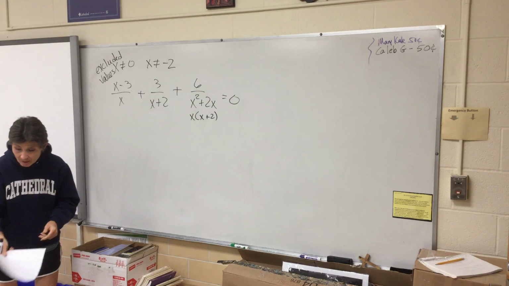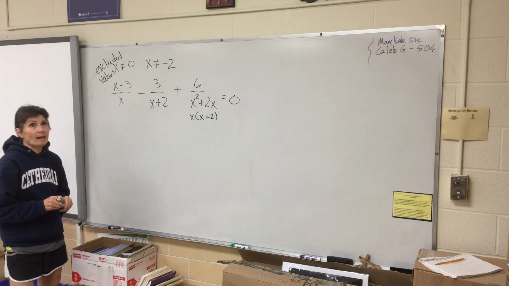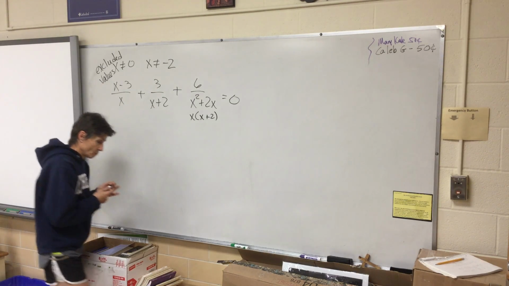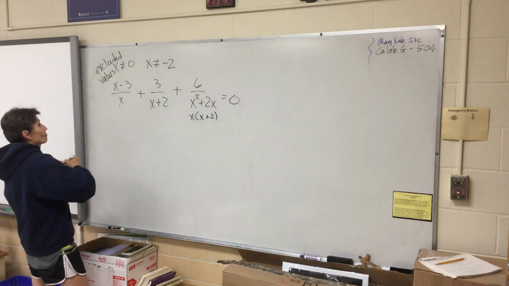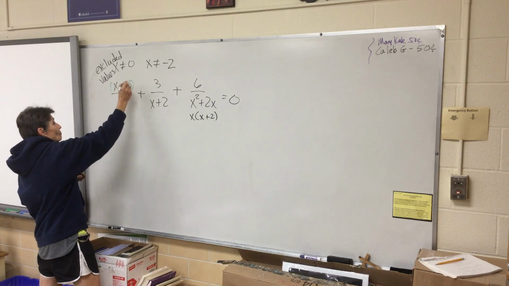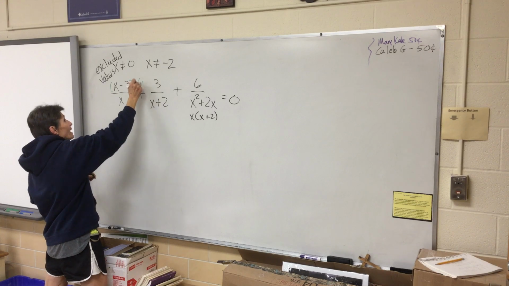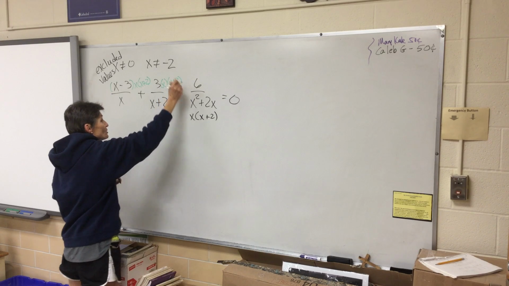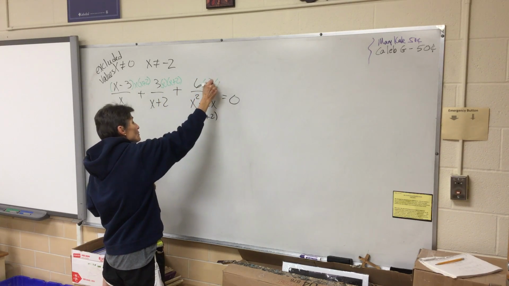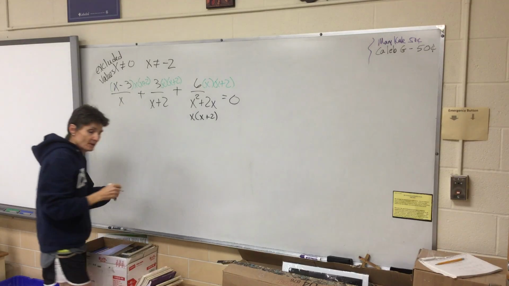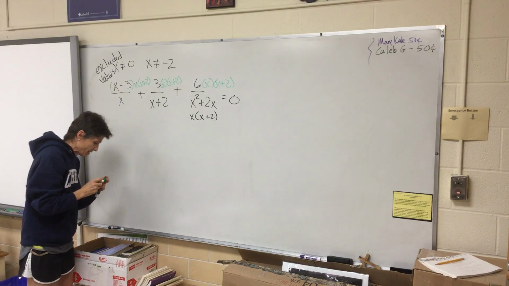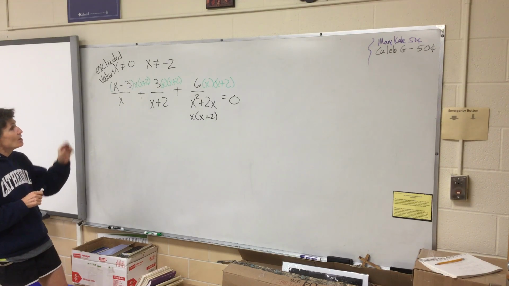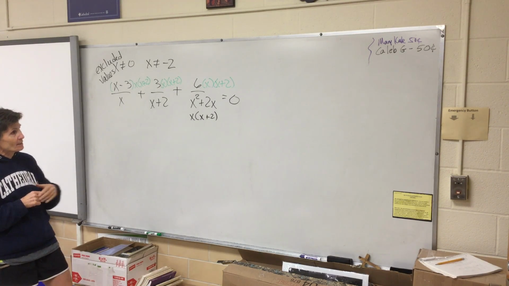All right. So what do you think you're going to multiply by? X and x plus 2. That's exactly right. You're going to multiply by x and x plus 2. Now, if you can do this in your head, I am perfectly fine with that. You do not need to write it down. I need you to understand, though, that what's happening behind the scenes is you are multiplying by your common denominator.